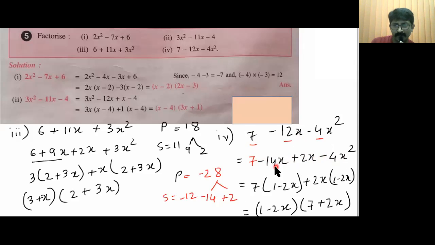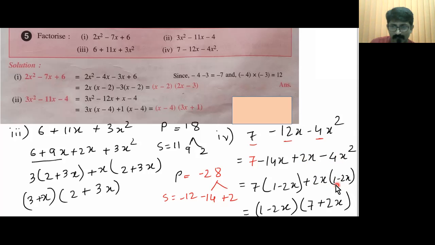So 7, if we take it out common, what will happen? 7 ones are 7 and minus 2x are minus 14x. Okay, now from 2x and minus 4x square, what can be taken out common? Obviously plus 2x. So plus 2x, if we take it out, 1 would be left over here. And from minus 4x square, if we take plus 2x out common, what will be left over? Minus 2x. Now you can cross verify this way also. 2x into 1 will be 2x, and 2x into minus 2x is minus 4x square.